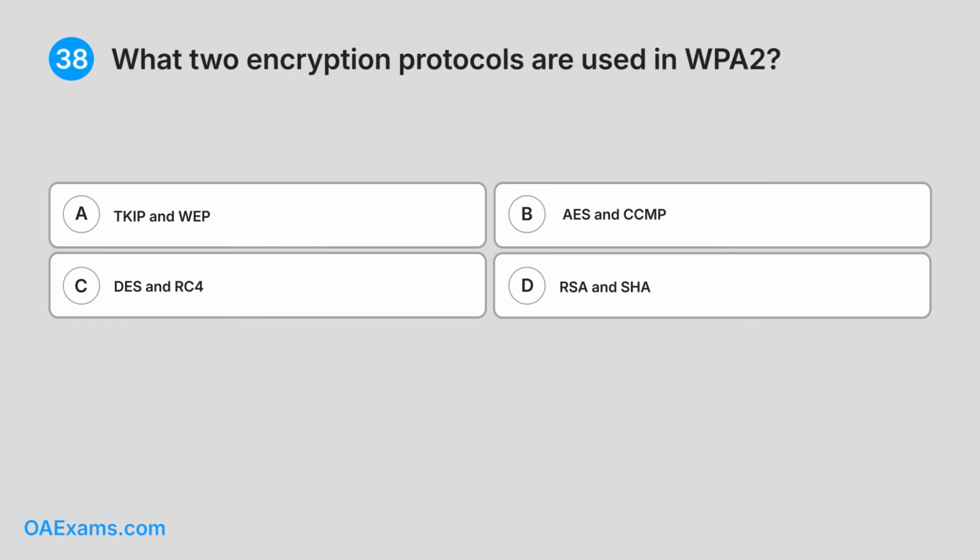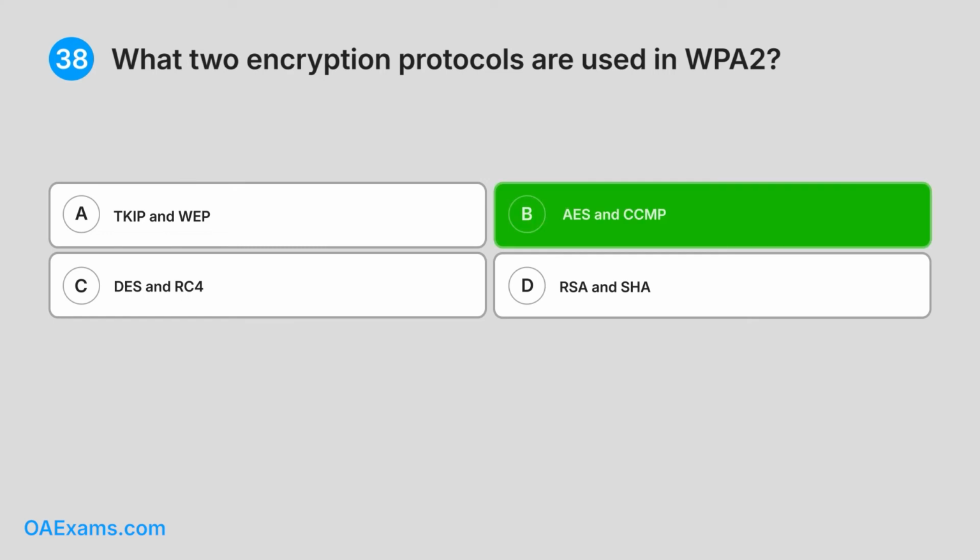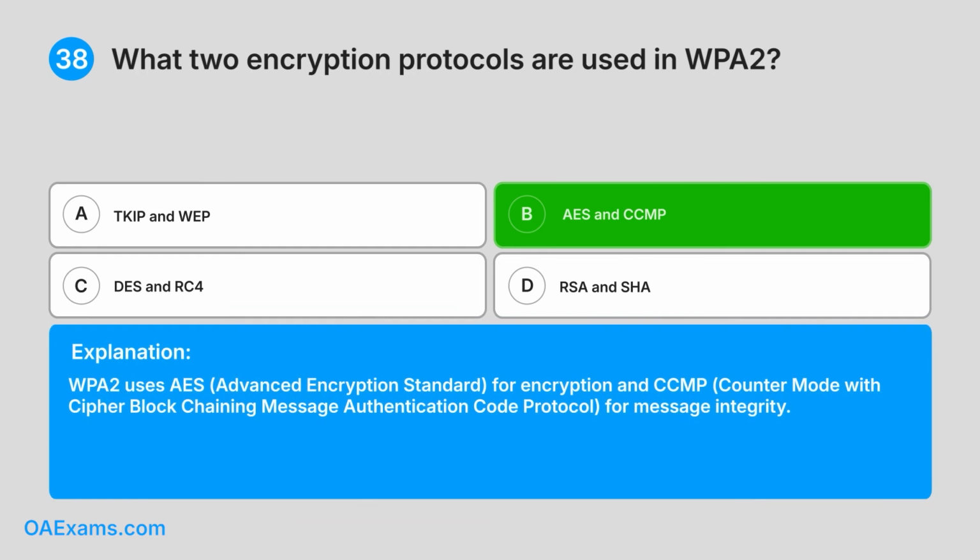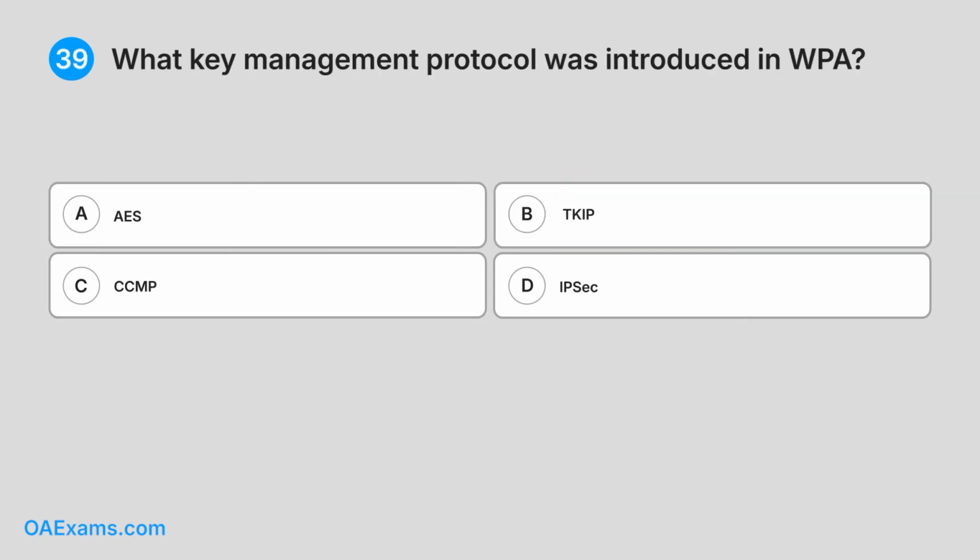Correct answer. B. AES and CCMP. Explanation. WPA2 uses AES, Advanced Encryption Standard, for encryption, and CCMP, Counter Mode with Cipher Block Chaining Message Authentication Code Protocol, for message integrity.